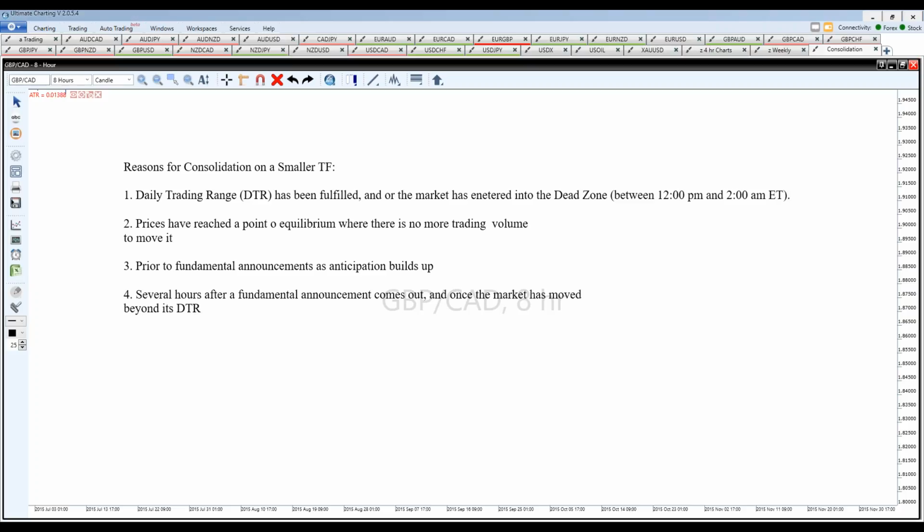So that's another reason why we'll find sideways movement in the smaller time frames. DTR has been fulfilled, or the market has entered into the dead zone. The dead zone goes from 12 p.m. to 2 a.m. Eastern Time.